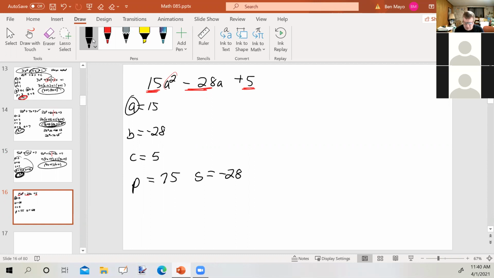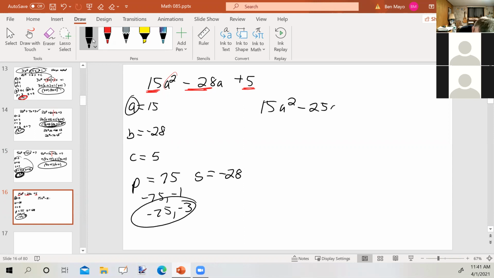Let's talk about signs again. We've got a positive product, so we've got to have two positive factors or two negative factors. But the sum is negative. So our two numbers have to both be negative. So I could go with negative 75 and negative 1. How about negative 25 and negative 3? That would do it, wouldn't it? That would give me a product of 75 and a sum of negative 28. So I've got 15a squared minus 25a minus 3a plus 5.